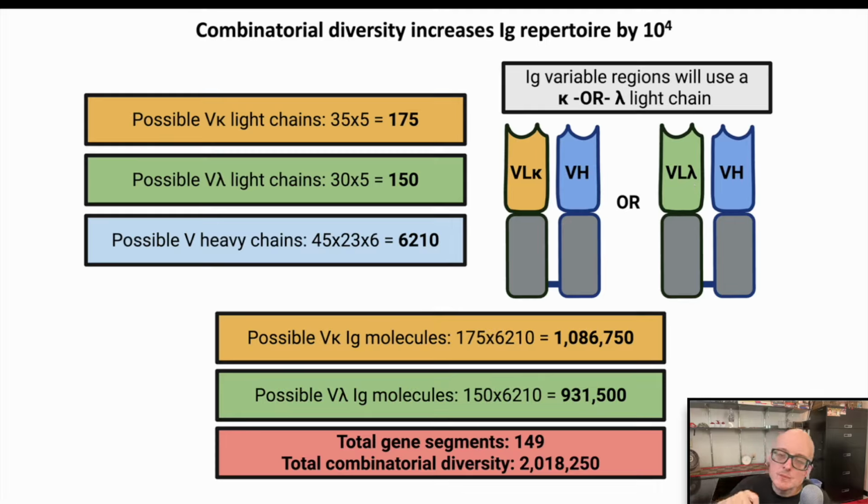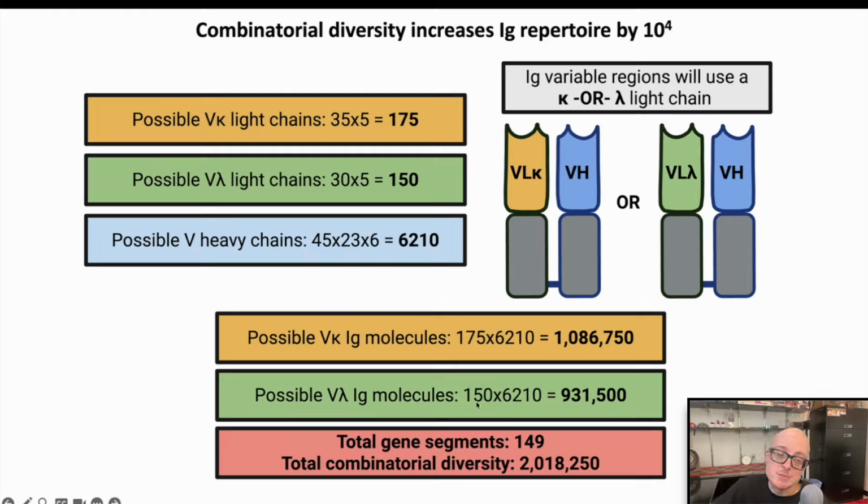So given that all immunoglobulins have either a lambda or a kappa light chain, what we need to do is figure out how many unique kappa immunoglobulins we can make and how many unique lambda immunoglobulins we can make, separately or independently of each other. To figure out all of the possible kappa immunoglobulin molecules, we take the number of possible kappa light chains and multiply that by the number of possible heavy chains. And we get a number around 1 million, as you can see.